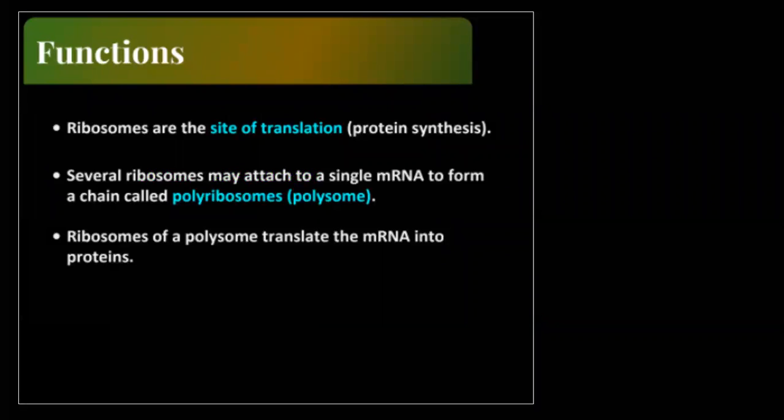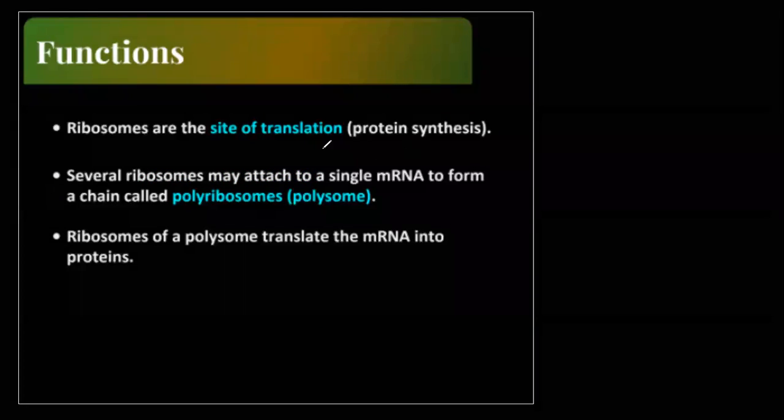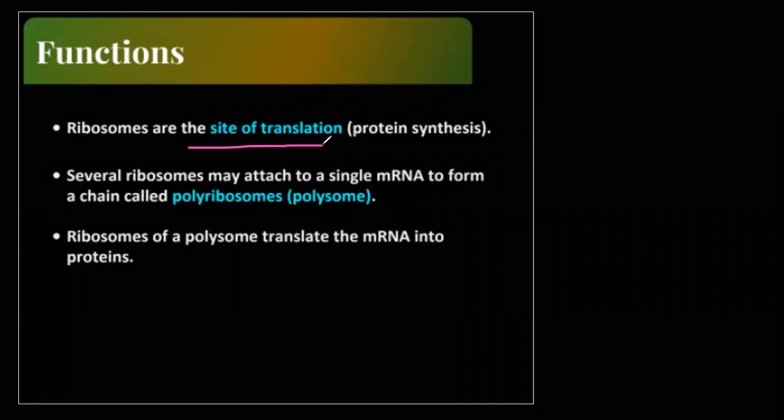So what are the functions of ribosomes? They are the site of translation or protein synthesis. Several ribosomes may attach to a single mRNA to form a chain called polyribosomes or polysome. Ribosomes translate the mRNA into proteins. So they are the site of translation, that is, the site of protein synthesis.